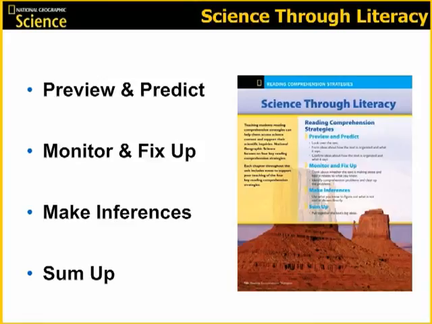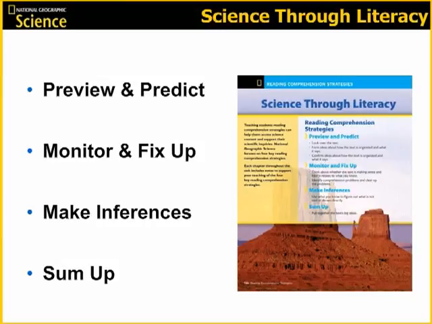Teaching students reading comprehension strategies can help them access science content and support their scientific inquiries. So within the Big Ideas instruction, National Geographic Science focuses on 4 research-based reading comprehension strategies to enhance reading comprehension and content area learning before, during, and after reading. Each chapter throughout the unit includes notes to support your teaching of these key reading comprehension strategies.